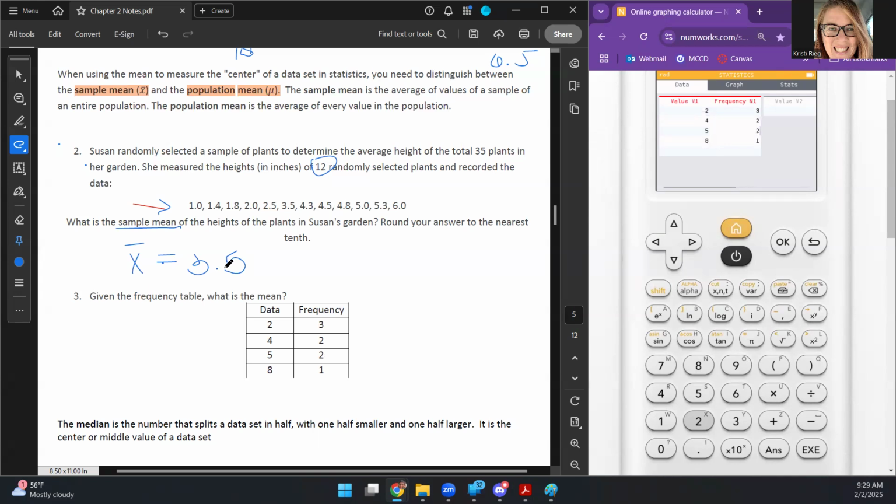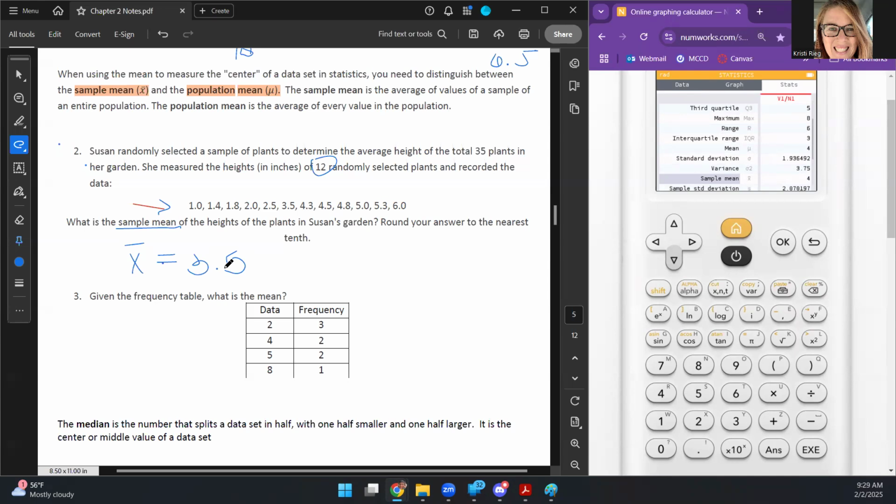So now I have all of my information. I'm going to go back up, go over to stats, hit OK, go down to mean for this. And I don't know if it's a sample or a population, but again, it doesn't matter.